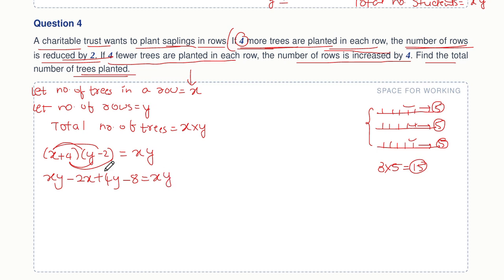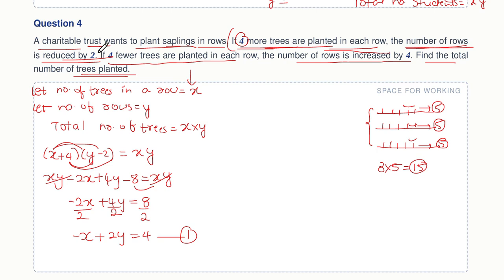Okay, so now I'm cancelling directly. This xy and the xy will get cancelled. So minus 2x plus 4y, and if we take this minus 8 to that side, it becomes plus 8. And here we can divide each term by 2. So this 2 and 2 will get cancelled. So minus x plus 2 2s are 4, 2y is equal to 2 4s are 8. So this is our equation number 1.